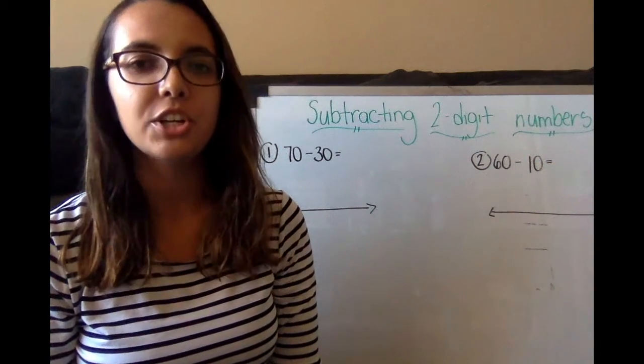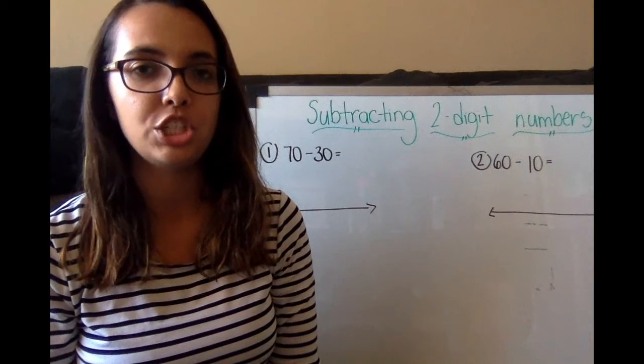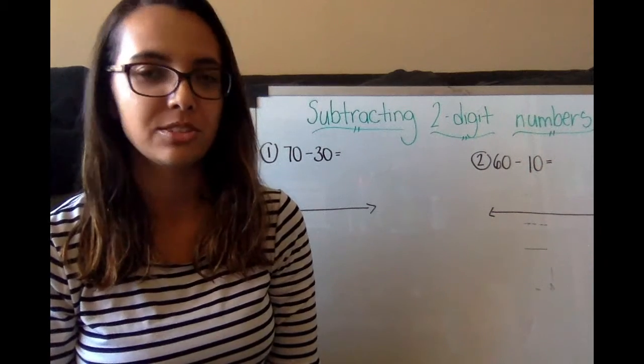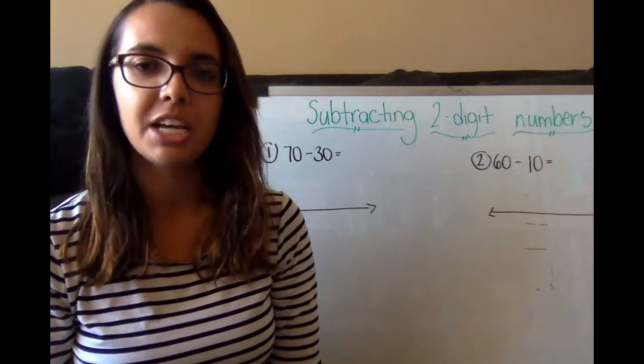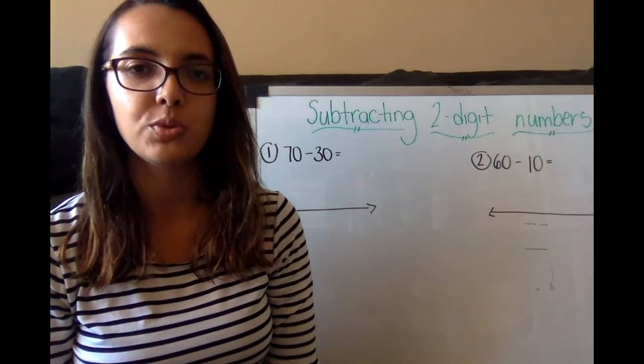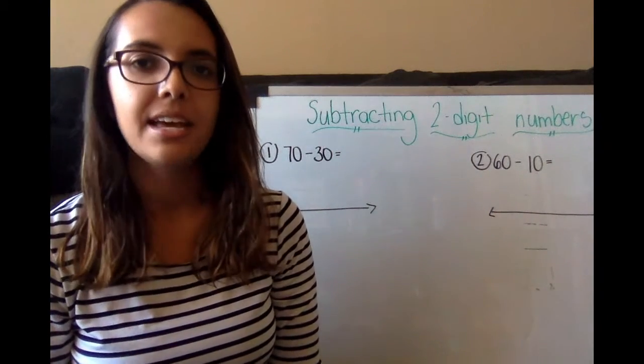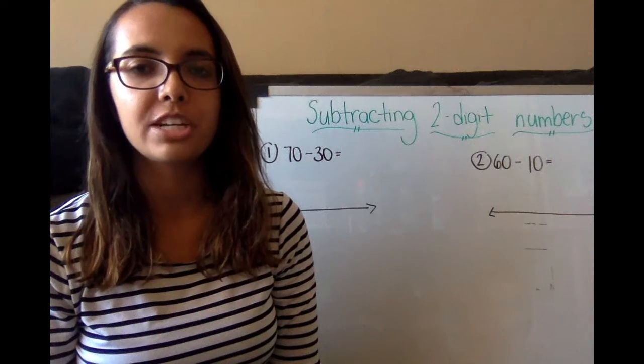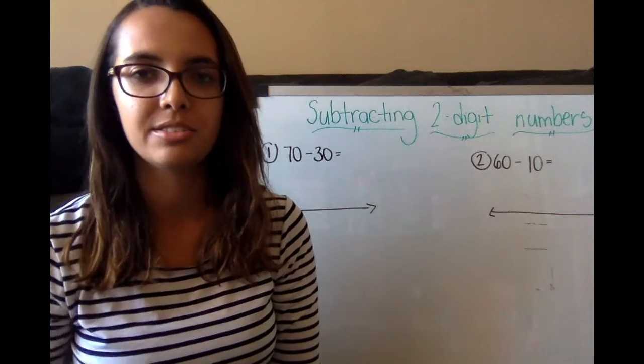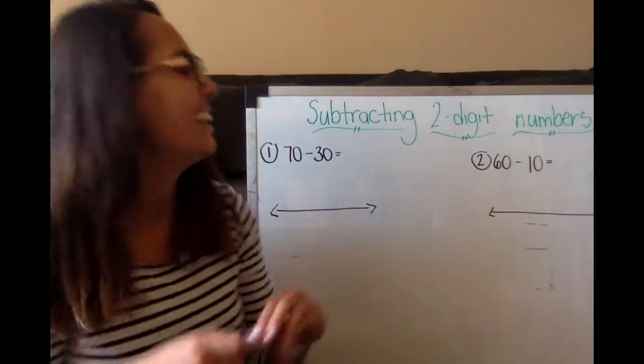Last week I taught you how to add two-digit numbers, and today we're going to learn how to subtract two-digit numbers. And we're going to start off by just subtracting tens. We're going to start with our first strategy, which is using a number line. So let's go ahead and get started.